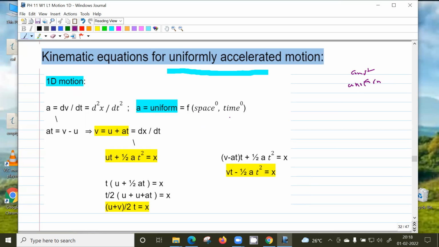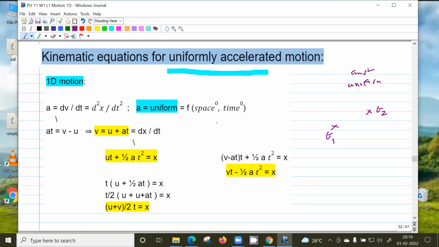Suppose the particle is here at time t1 and at a later time t2, it has moved here. So this is a different point in space, right? The acceleration is not changing here. At time t1, the acceleration is some value. At time t2, the acceleration is the same value. So even with time, it's not changing. Here it's not dependent on both space and time.